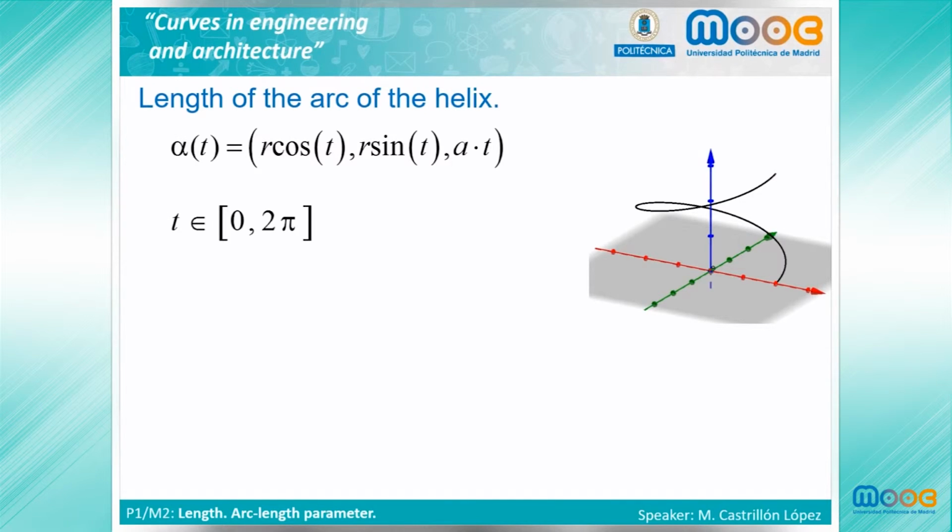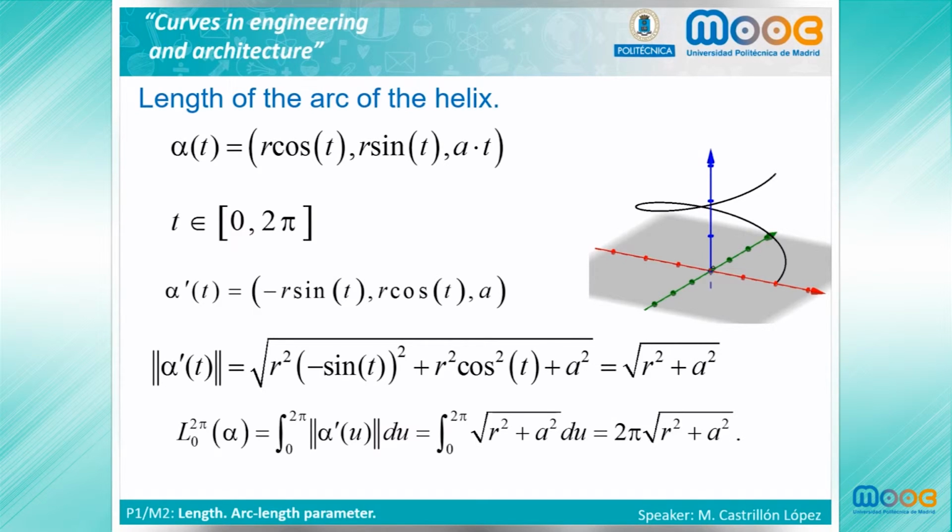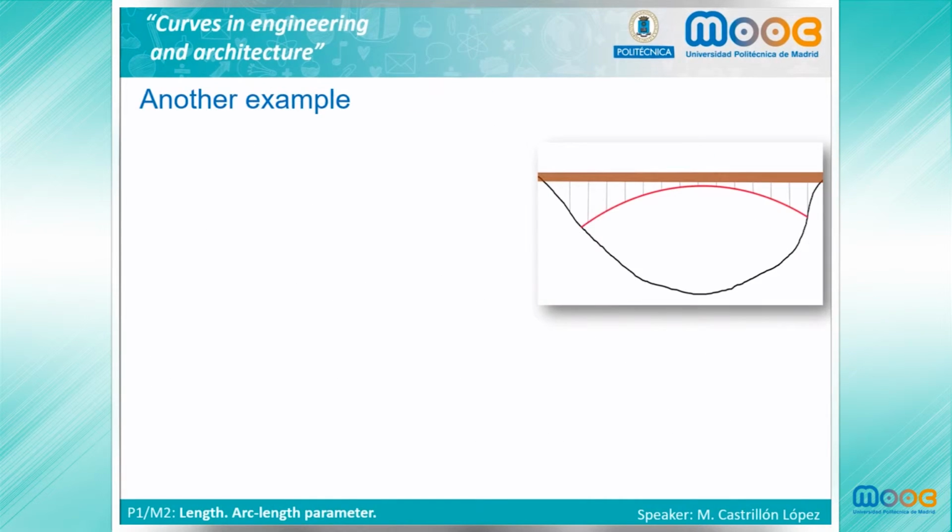Another example, now with a space curve, is the length of one arc of the helix. We have seen in previous videos the parametrization. This parametrization is written in terms of the radius r and the pitch per twist a. Now we compute the derivative and the norm of the derivative. This norm is constant and takes the value of the square root of r squared plus a squared. This constant times 2 pi is the integral between 0 and 2 pi and gives the length of a complete turn of the helix.